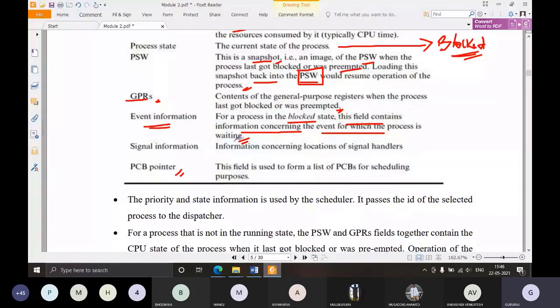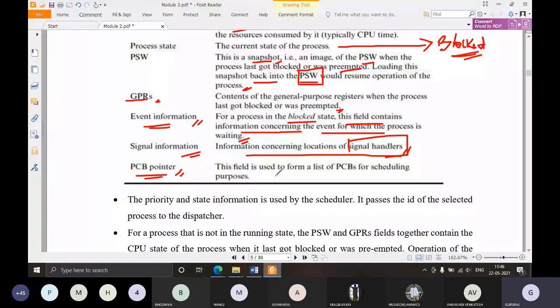Next is signal information. It is information concerning locations of signal handlers. In case the process is communicating with other processes in the system, that will be done using signal handlers. So the communication takes place using signal handlers, and that information is there in the signal information field. And next is the PCB pointer field. As I told, this is used for forming a list of PCBs.